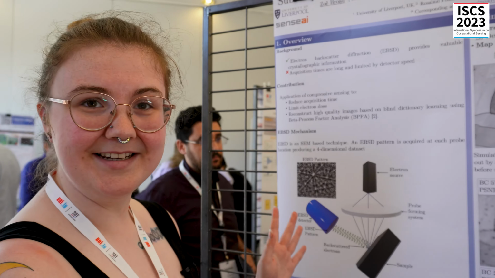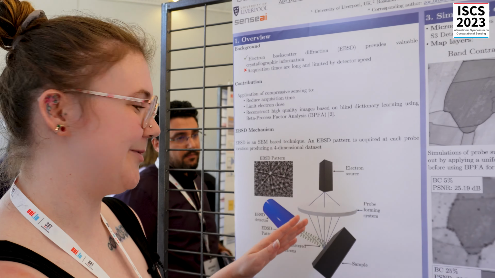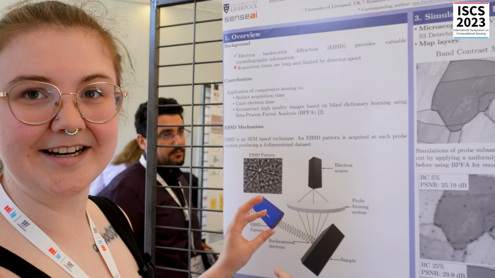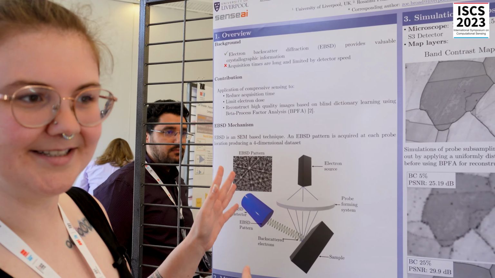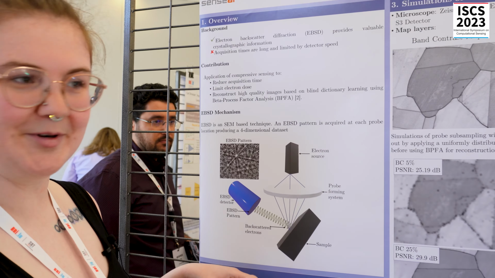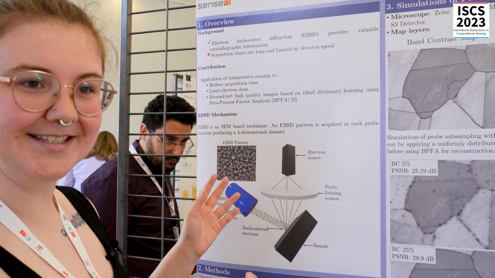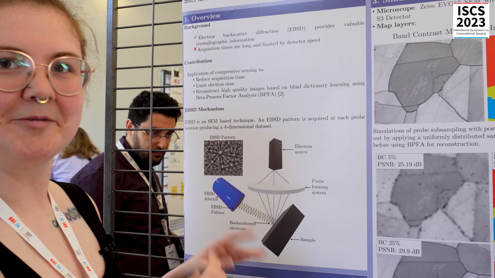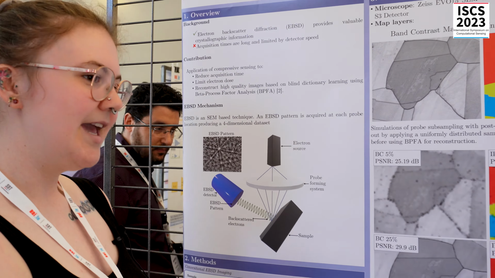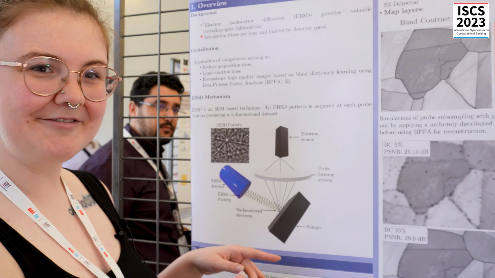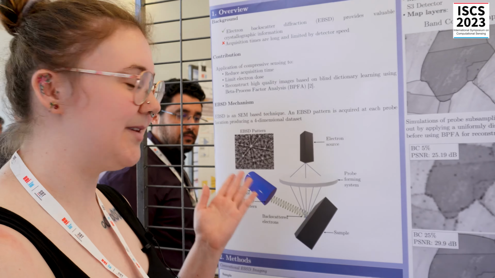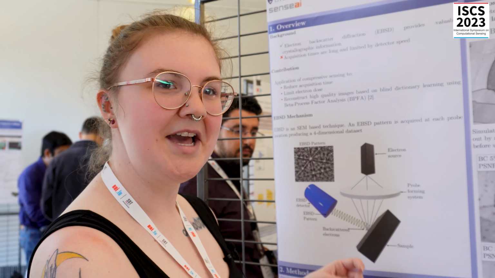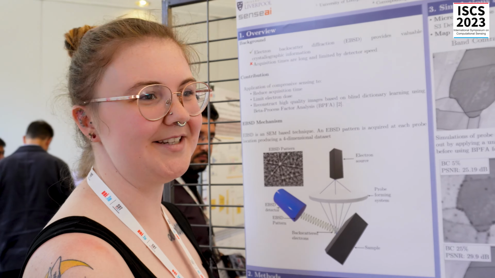So EBSD works a lot like SEM, except when we tilt our sample and apply a detector, we can acquire an EBSD pattern. When we raster scan our sample, we acquire an EBSD pattern at every focal location, which can then be indexed. EBSD is a really useful technique for gaining crystallographic information because of these EBSD patterns. However, it's limited by the speed of our detectors.